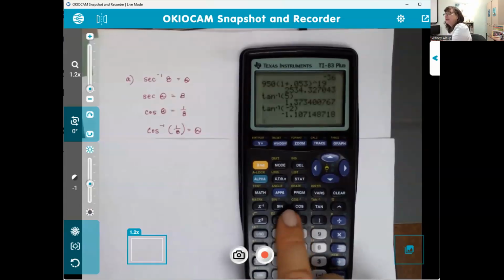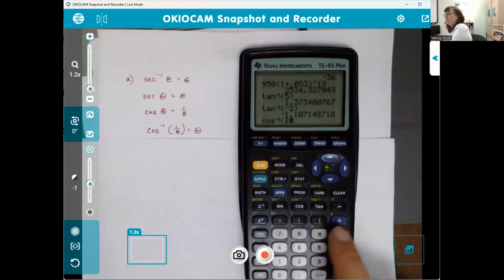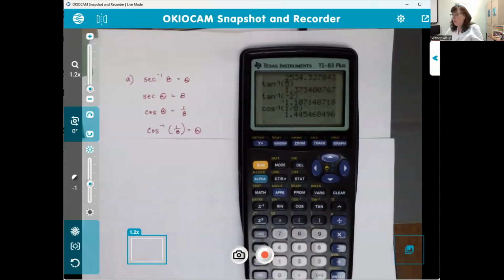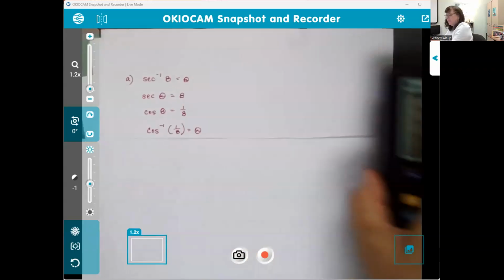So the inverse cosine, 1 divided by 8, close my parentheses, and I get 1.44. Or let's see, round it up to 1.45.